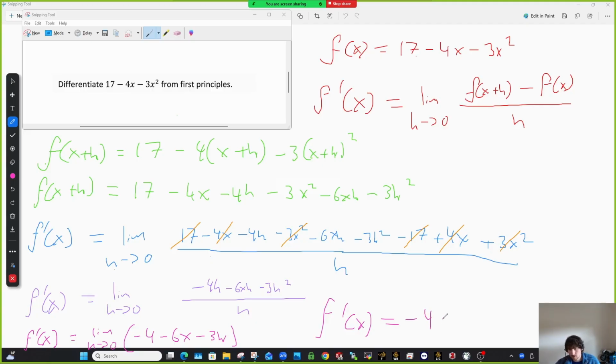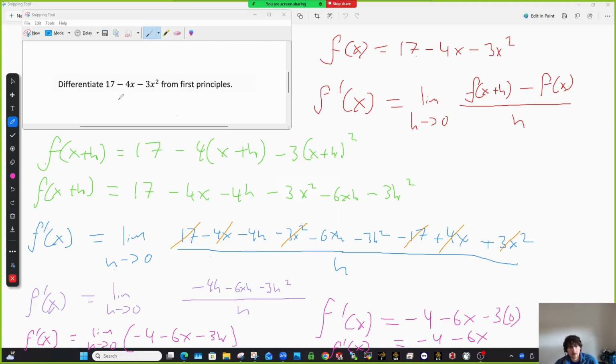So we show the examiner minus 4, minus 6x, and you show yourself putting 0 in for h like that. And you get your full marks then by writing f'(x). You've got to keep something going on the left here every time. f'(x) equals minus 4 minus 6x. And of course you can check if you've done that right.